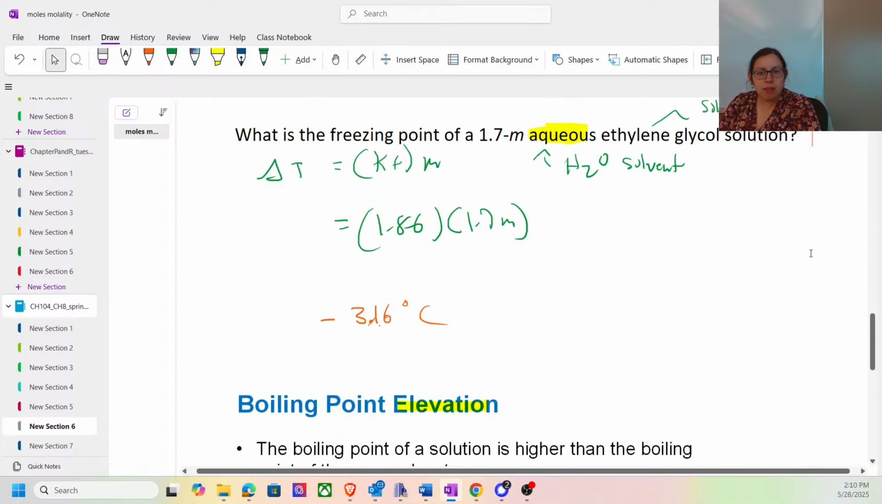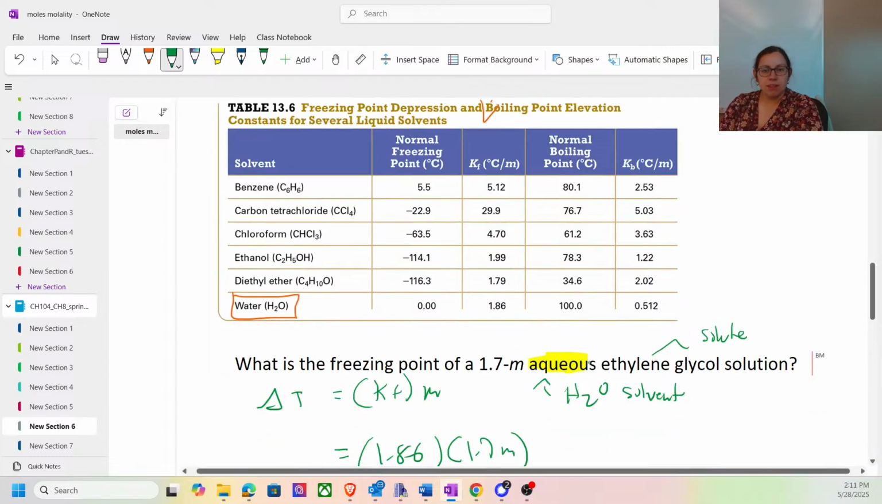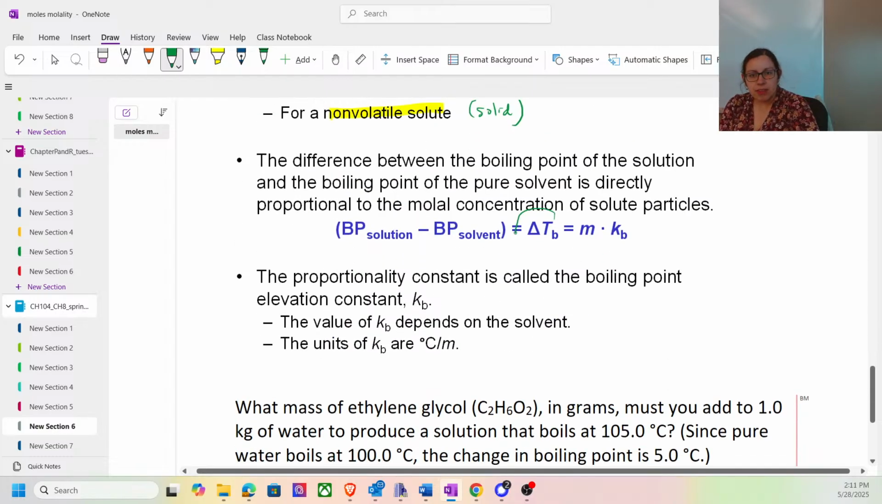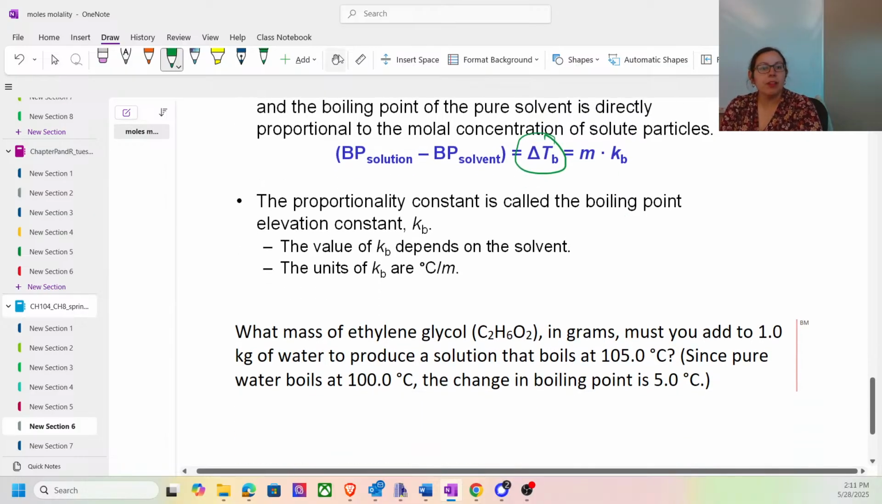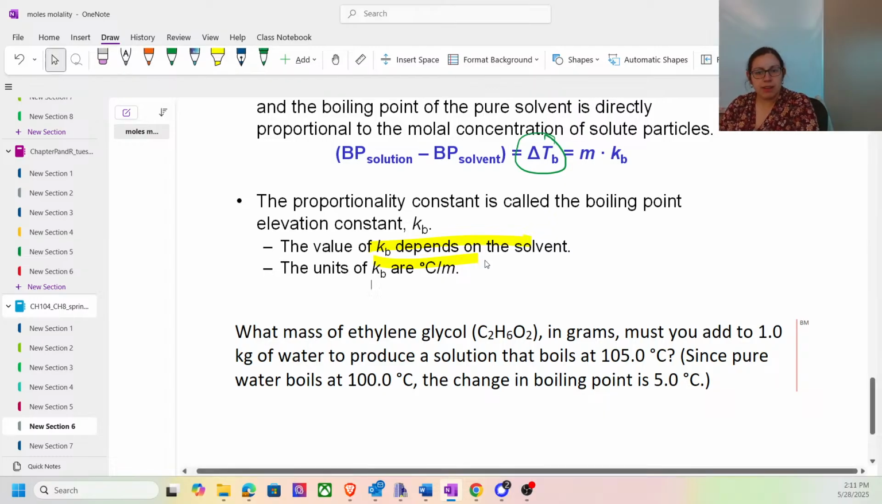And so similarly, you would just refer to the KB and multiply it by the molality in this case to give us our change in temperature, this time increasing. So again, boiling point elevation, freezing point depression, and this gives you your change in temperature. And so you'd be provided these on an exam or so.